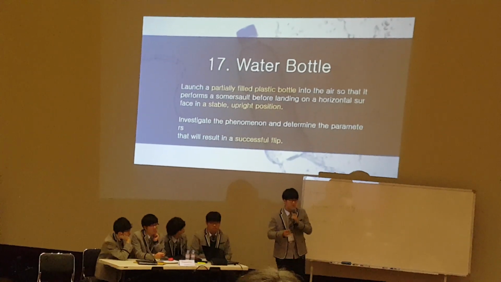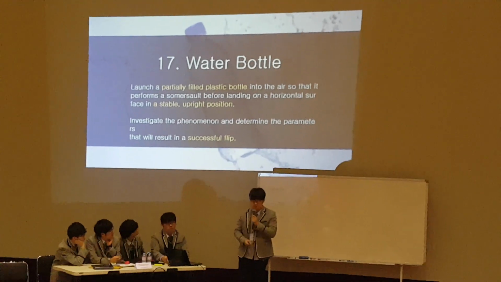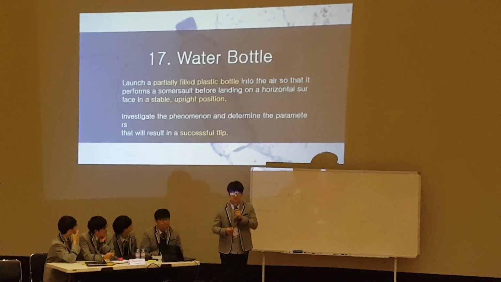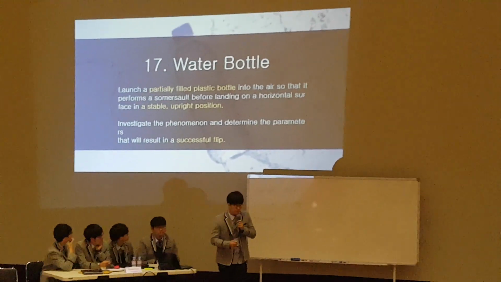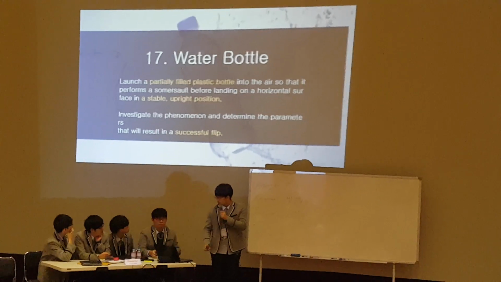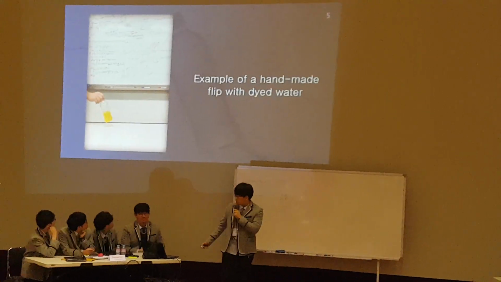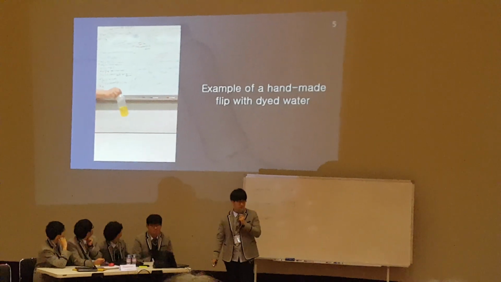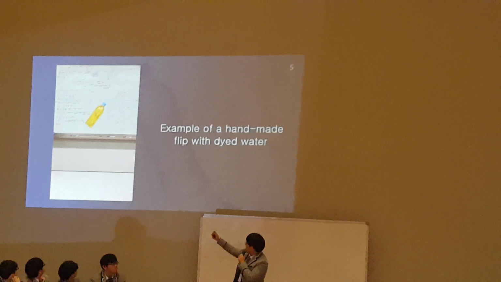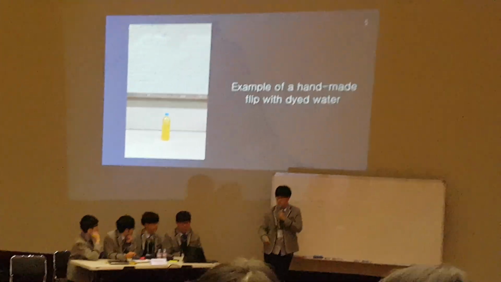When you launch a partially filled water bottle, it performs a somersault before landing on a horizontal surface in a stable and upright position. So it was to investigate the parameters that affect the successful flip. First, the observation. I actually made an example of a handmade flip with this dyed water. And as you see, it flips around and lands in an exact upright position right on the floor. So I have to investigate the parameters that affect the motion.